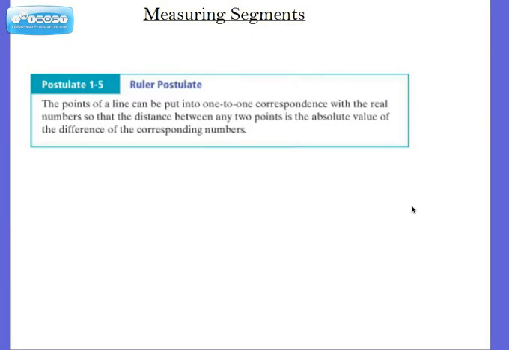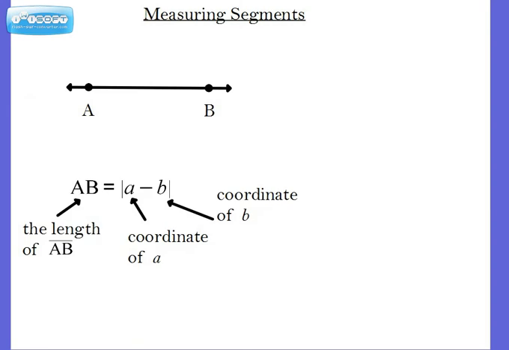We have one postulate here, 1-5. This is the ruler postulate. And the ruler postulate basically tells us that if you have any 2 points, we can find the distance between them. That's what this postulate says. So again, if you need more time to write this down, go for it. Otherwise, I'm going to continue on.